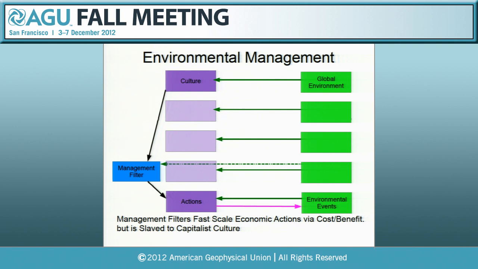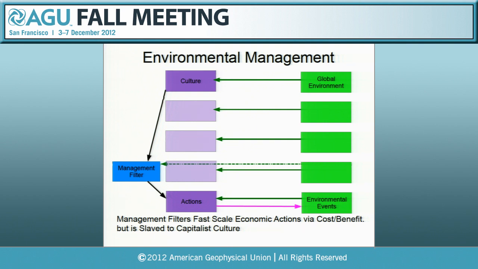So now we can look at the role that environmental management plays in this capitalist dynamical system. To simplify, the basic role that management plays is to attempt to filter these fast time scale economic actions in order to create a longer time scale interaction with environmental processes.